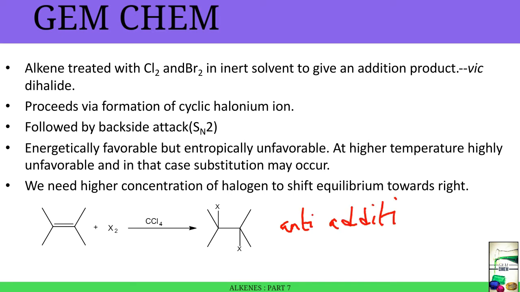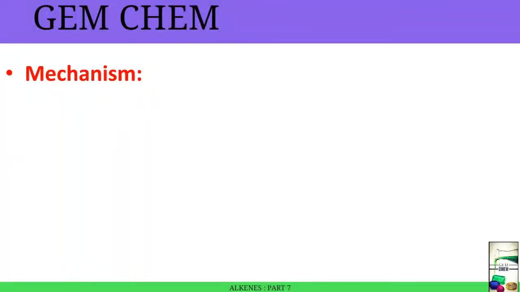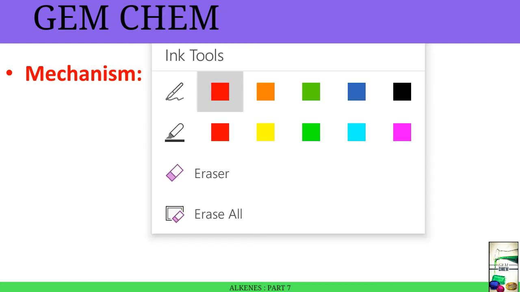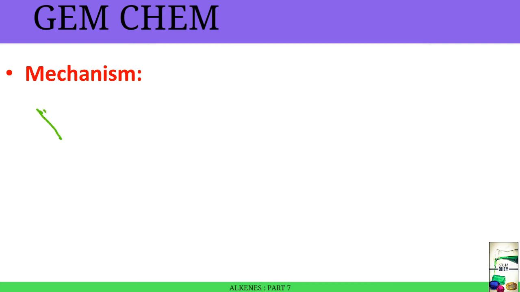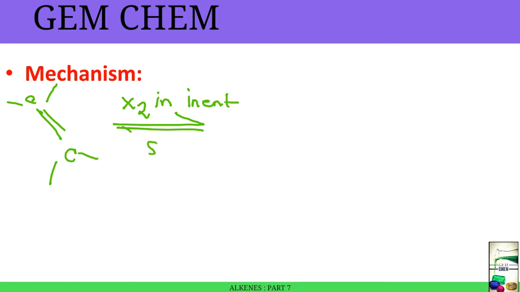Now we will see the mechanism. When we try to draw the mechanism, the reaction always proceeds via a cyclic halonium ion. So first we take an alkene, and the reagent is X2 in an inert solvent. We know that. So let's write X2 in explicit manner. So this is X2. Now how does the attack take place?